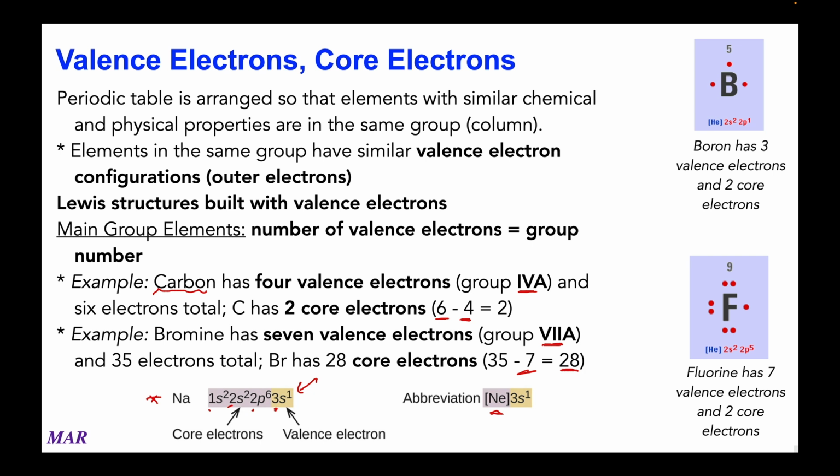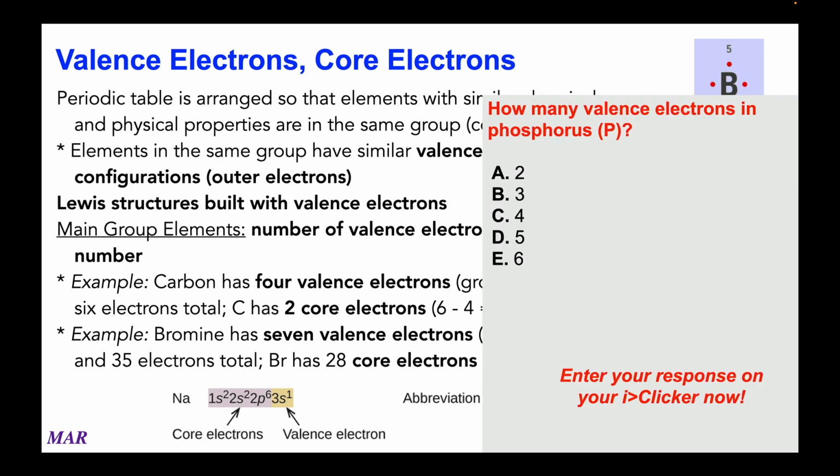So valence electrons are just the outermost electrons. And you can go back to all the electron configurations. It's usually the highest n electrons that are involved in the bonding. So if I said, how many valence and core electrons does boron have? Well, boron is in group 3, 3 valence electrons. Boron has a total of 5 electrons, 5 minus 3, 2 core electrons. And likewise there in the bottom, fluorine has a total of 9 electrons, but it's in group 7A, so 7 valence electrons, 9 minus 7, 2 core electrons.